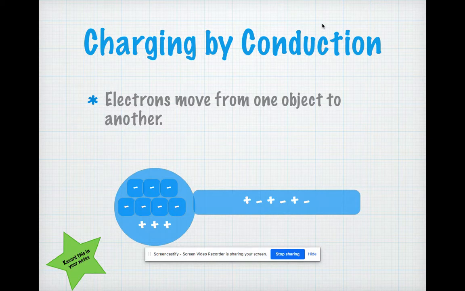So I want you to take a second and look and see which one has fewer electrons, the ball or the rod. If you notice, the ball has way more electrons than the rod does. So the electrons are going to move to wherever there are fewer electrons, they're going to move to the rod. So we're going to see our electrons move to our rod. And now let's see what our ball looks like and what our rod looks like.